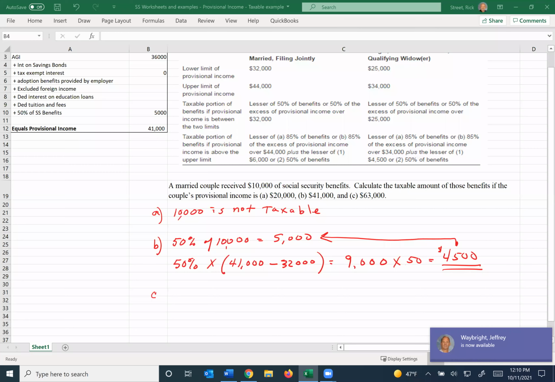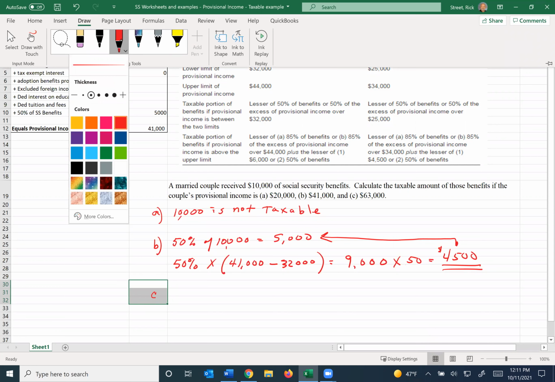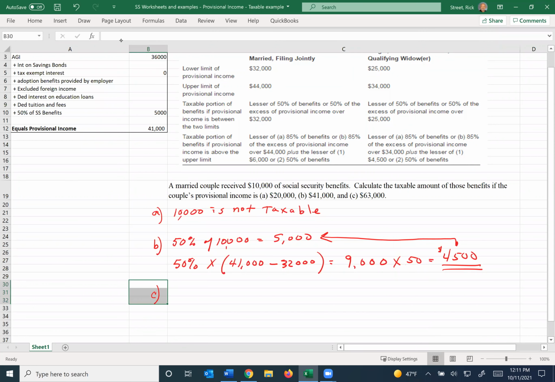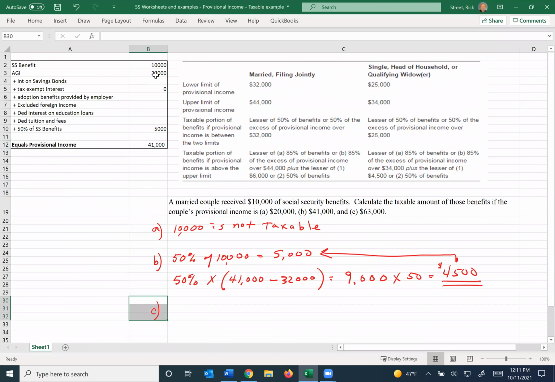Now, under the C scenario, we have just a little bit extra work to do here. All right, so first off, we're going to be using 85%. So our provisional income here is 63,000. So this should be $58,000, our adjusted gross income. So they make a bit of money in addition to getting $10,000 Social Security benefits. What we want to know is how much of the 10,000 will be taxable?